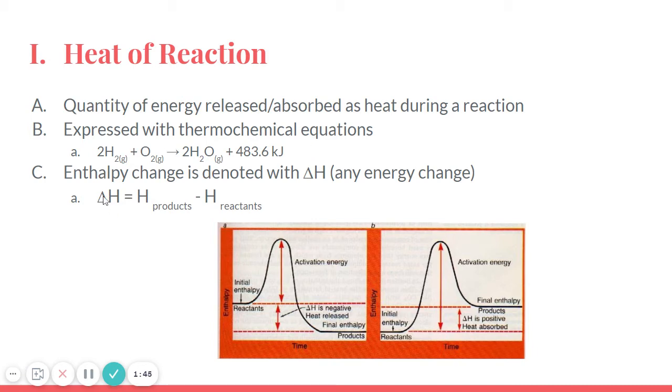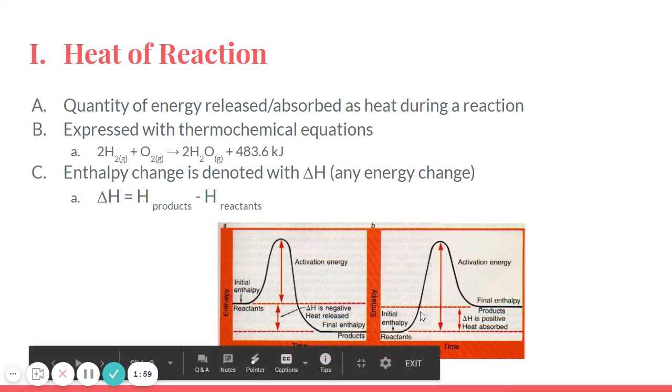So the delta, the triangle, just means that it's a change. So this is the enthalpy of the products minus the enthalpy of the reactants, which gives us the enthalpy of the reaction, the total energy contained in that reaction. You can see in the picture down below in A, in this first part over here, we're tracking the enthalpy of the reaction over time.